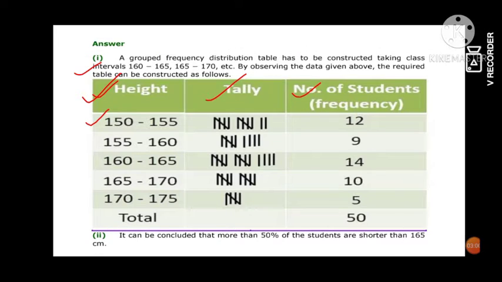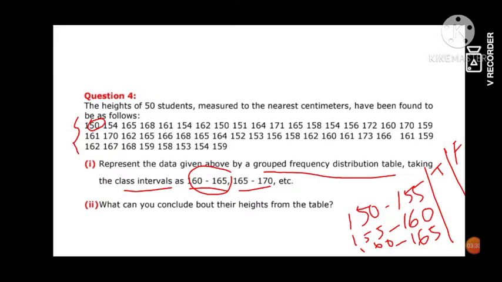So let us go back to the question and see how many such numbers from 150 to 154 we have. Whenever we do a grouped frequency distribution, the last number should not be included. That means we will start from 150, then 151, 152, 153 and 154. We will not include 155. So let us see how many such numbers we get.